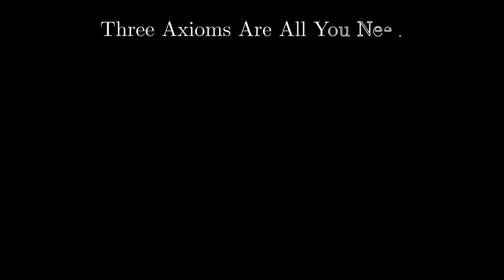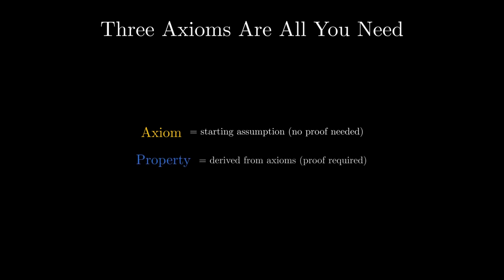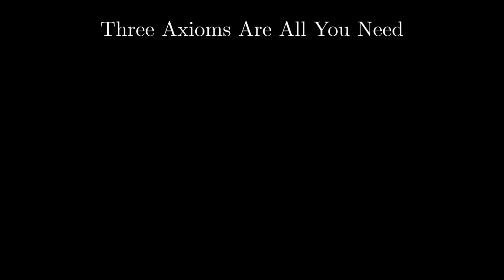Most of the rules you've memorized about determinants aren't independent rules at all. They're consequences of just 3 axioms. Here's a quick distinction. An axiom is a starting assumption we accept without proof. A property is something we derive from those assumptions. Today we prove 3 properties.